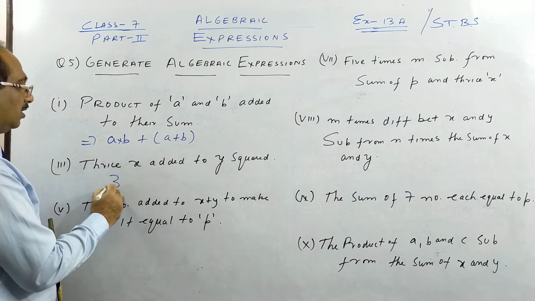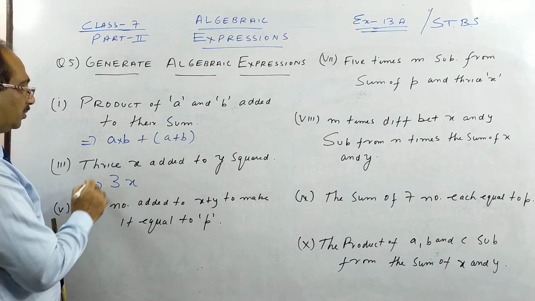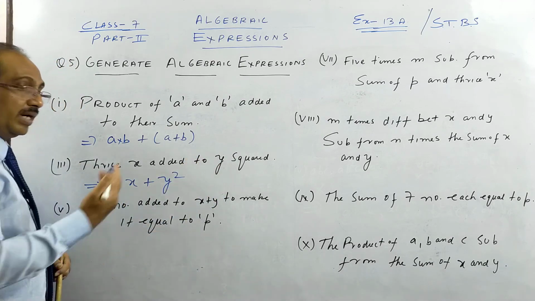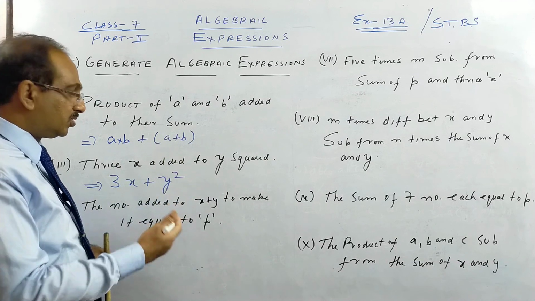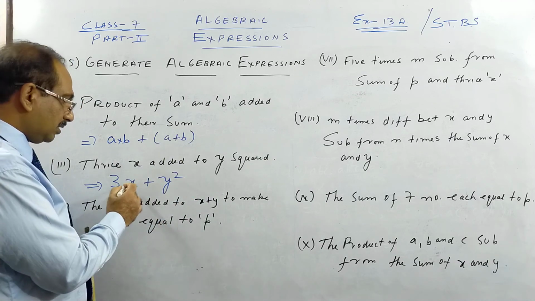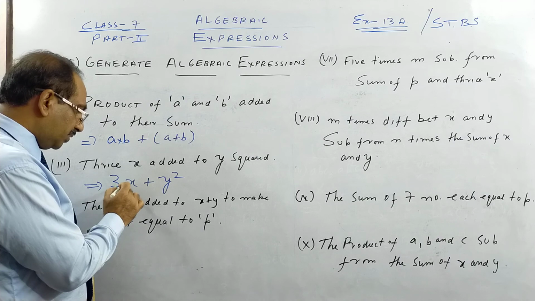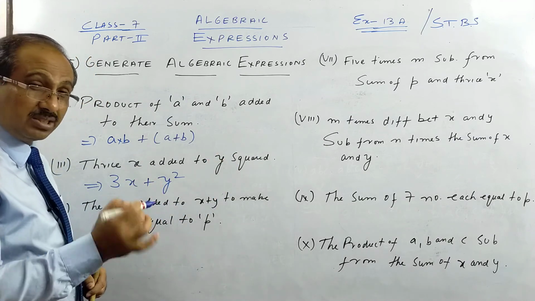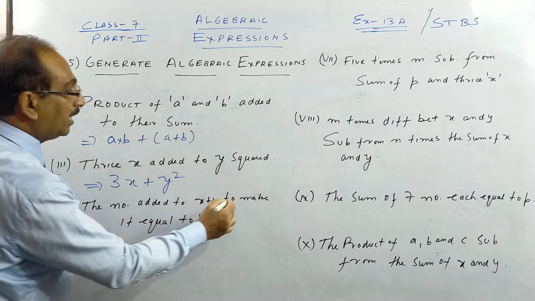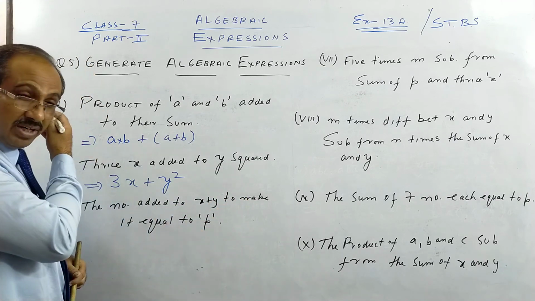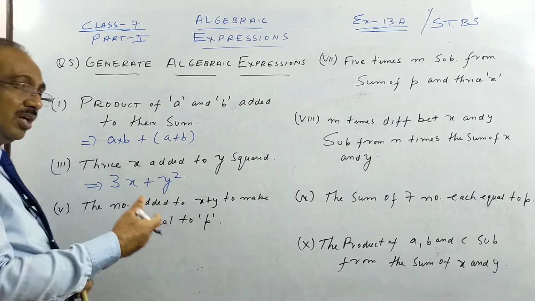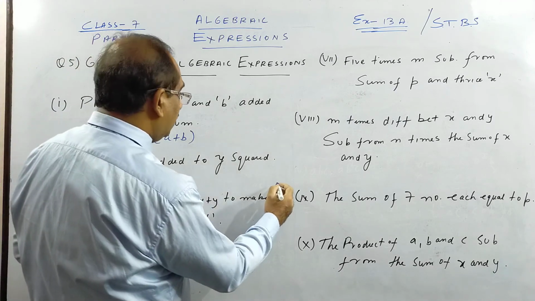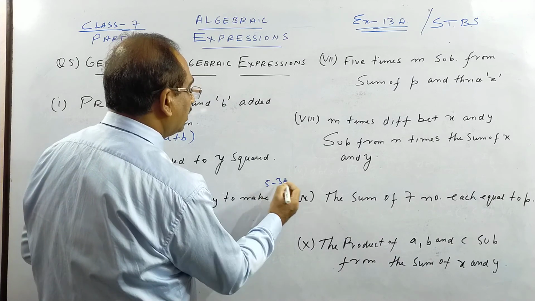Thrice x, added to y squared. Y squared means y square also we call. So thrice x, added means plus, thrice means 3 times, squared means to the power 2, cubed means to the power 3. The number added to xy to make it equal to p. Very tricky, children. So here I say, you take any other example in your mind. I can just write, number added to 3 to make it 5.